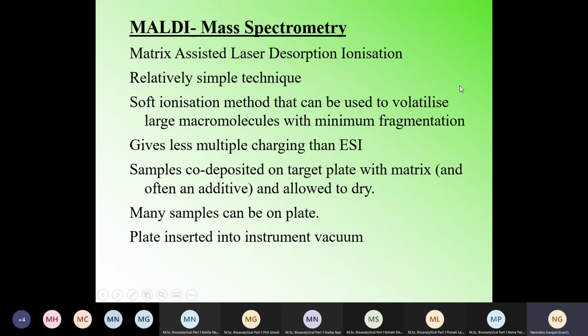It's simple in the sense that in principle it is simple, but overall the equipment or the machine is a very costly affair. As I said, it's a soft ionization method, can be used to volatilize large macromolecules with minimum fragmentation, and uses less multiple charging than ESI. So for proteins and other things, or polymers, MALDI is very regularly used. Sample is co-deposited on the target plate.